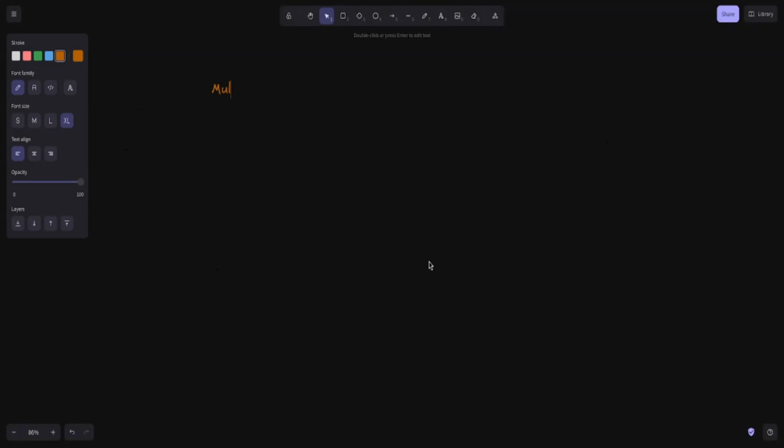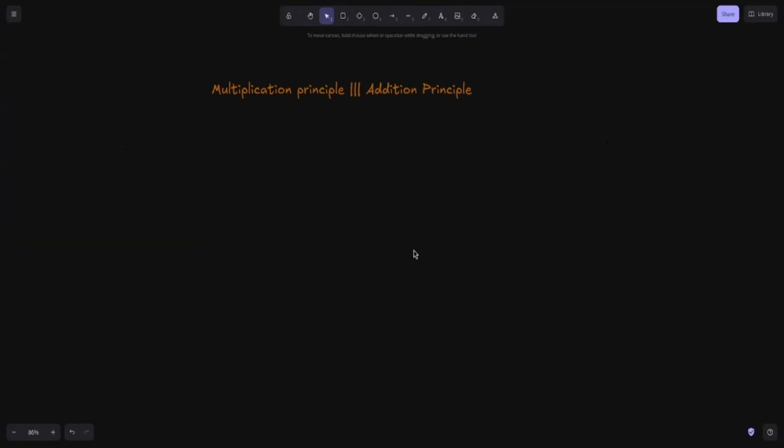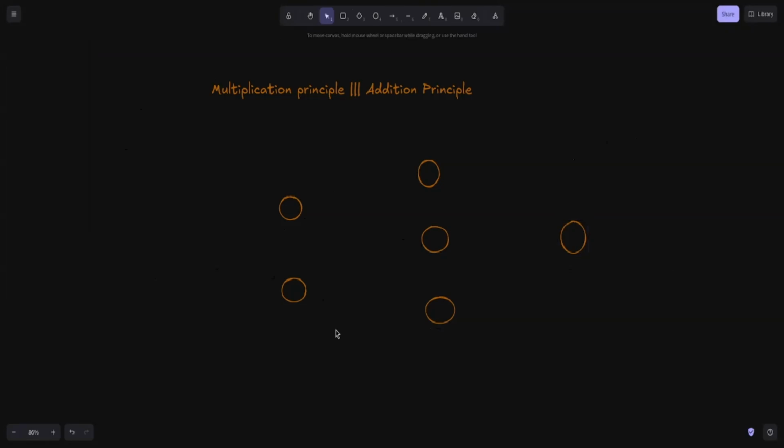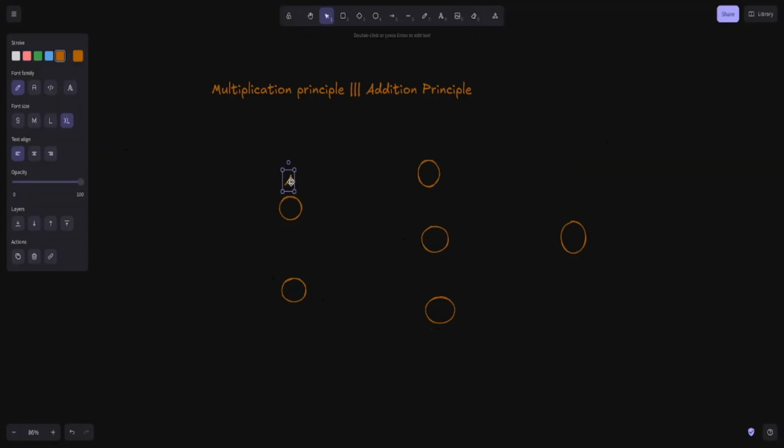So first, when we move to counting, we discuss two principles. First, the multiplication principle and my addition principle. How do I decide what happens when? So let's take an example here. Let's say there are two towns here, three towns here, and let's say one town here. Now I ask you, in how many ways can we move from town A to town B?